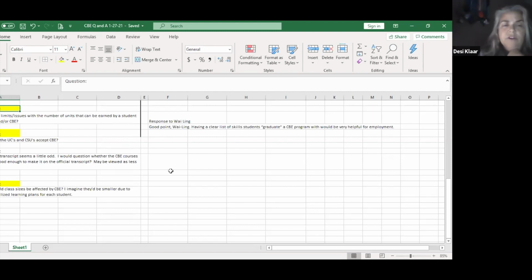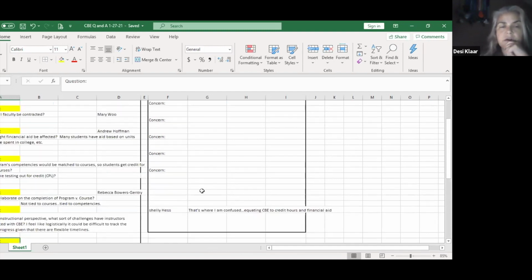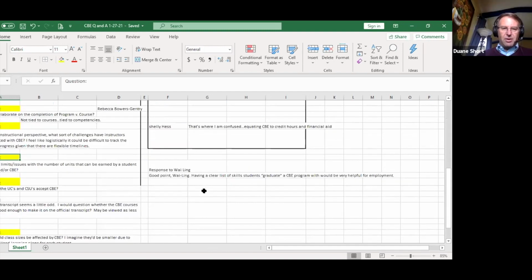We do have 2 concerns. First, that having the dual transcript might be viewed as a less than type of transcript for the CBE. And the second concern, not seeing how this works for non-CTE programs. There's no industry per se, but I think we've already addressed that earlier. Yeah, I think we already addressed that second one.